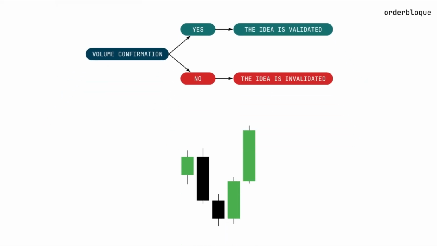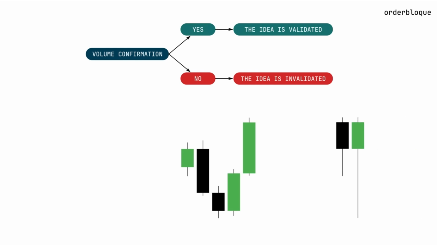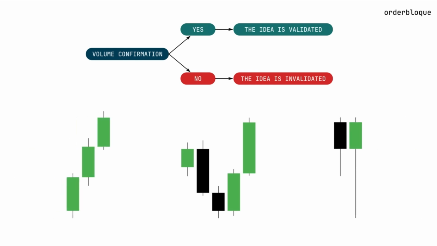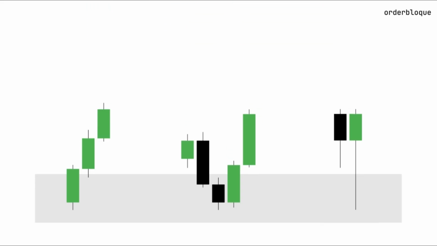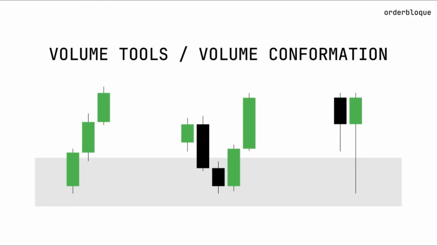This function can only be performed by an order block, rejection block, or fair value gap. These variables allow us to see how volume affects price within the zone of interest and confirm that other market participants are also showing interest in this zone. Consequently, this validates our initial idea of a reversal. In fact, they serve as a graphical representation of the impact of volume on price at a specific moment in time. That's why we refer to them as volume tools or volume confirmation.